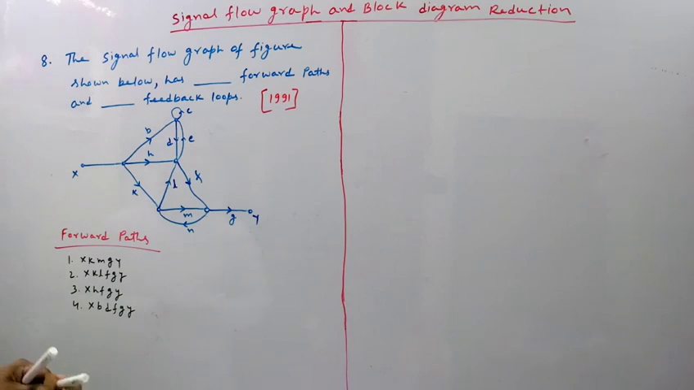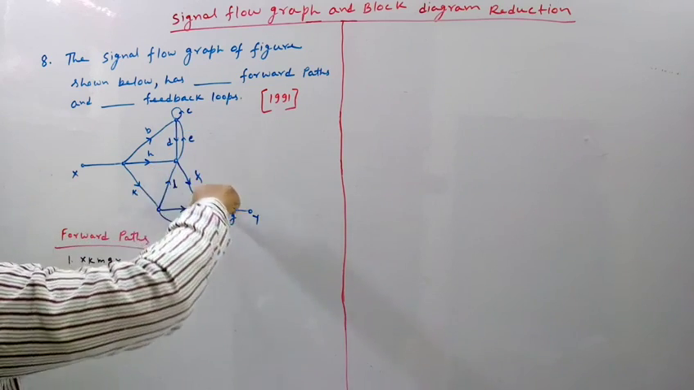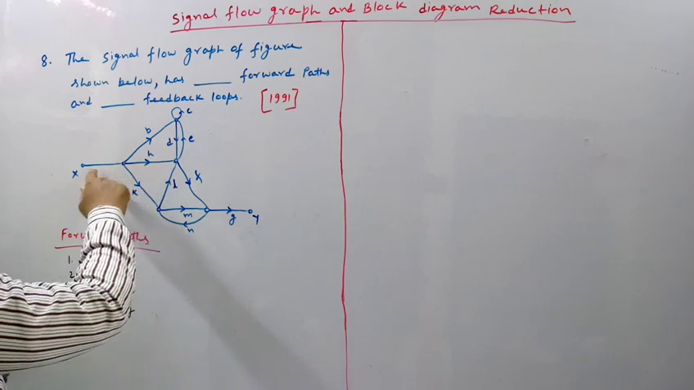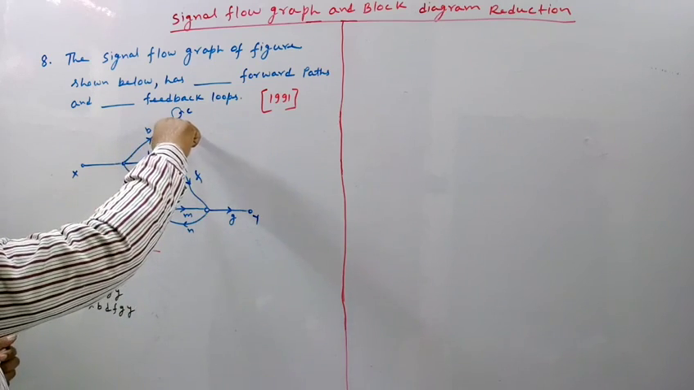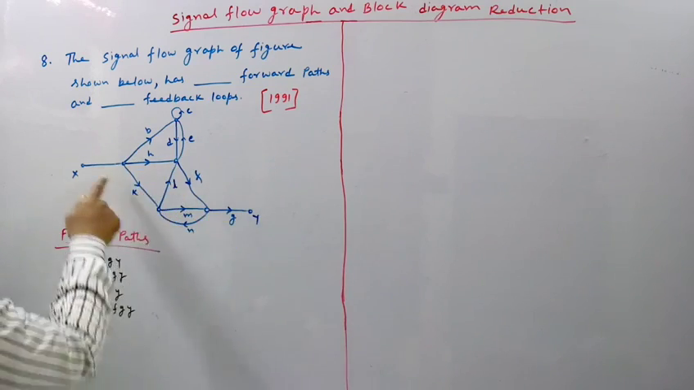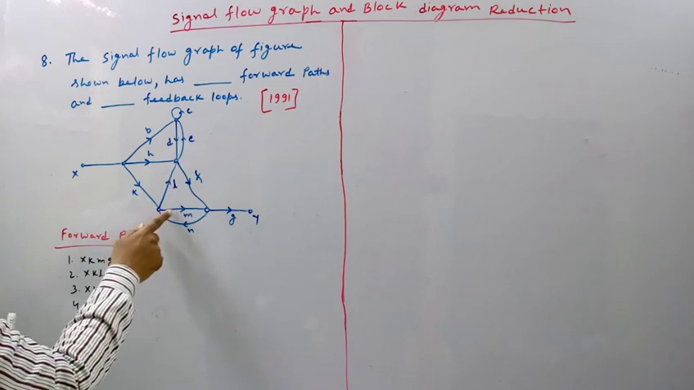Let us see whether any more forward paths exist or not. So there is no more forward path, because from here there are two forward paths, one is here and another is here, and from here there are two forward paths, one is here and another is here.